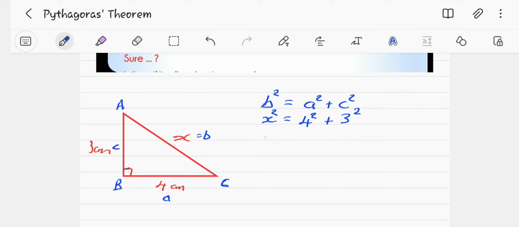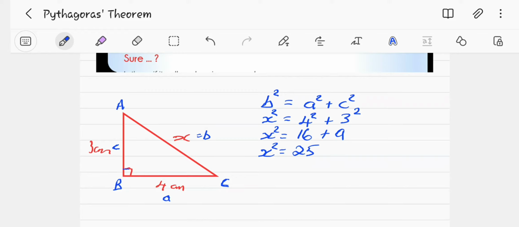All right, let's do it. So x squared is going to be equal to 4 squared, which is 4 times 4, which we know is 16, plus 3 times 3, which we know is 9. Therefore, x squared is equal to 16 plus 9, and 16 plus 9, as we also know, is 25. So far, so good.